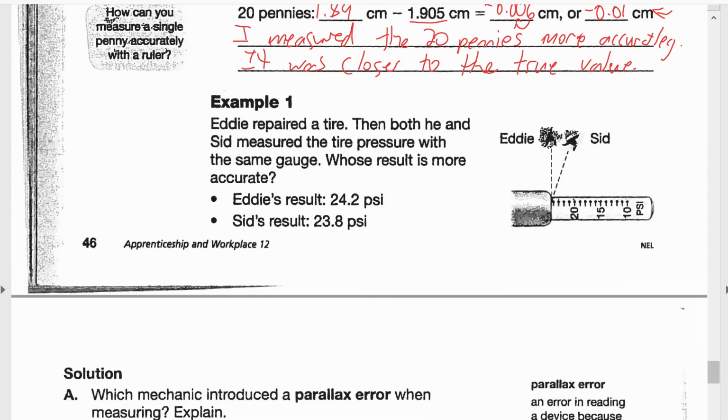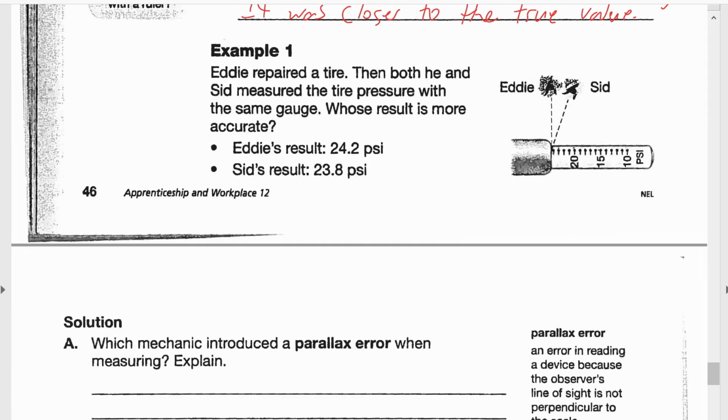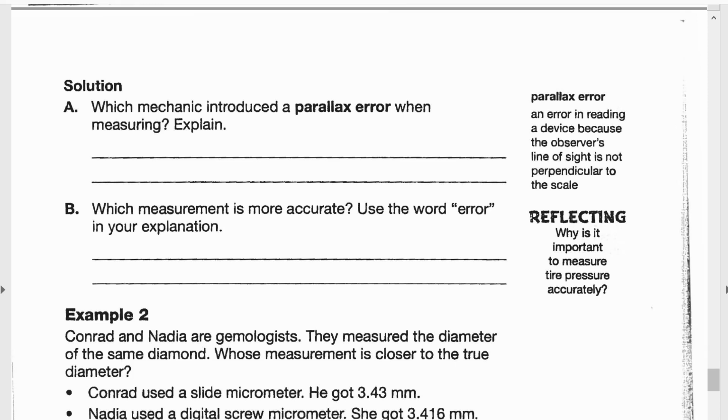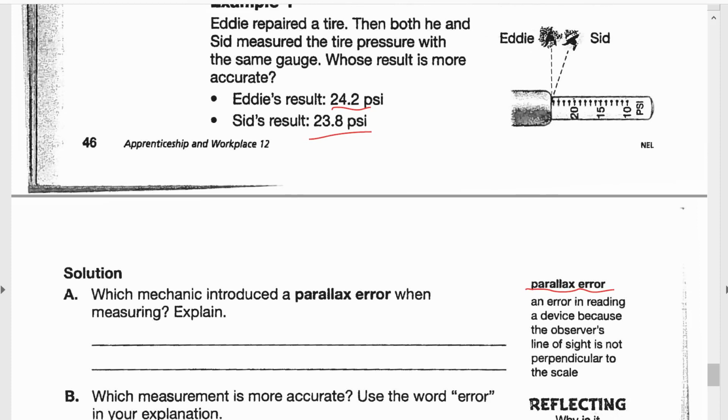Okay, we have example 1. Eddie repaired a tire. Then both he and Sid measured the tire pressure with the same gauge. Whose result is more accurate? We have Eddie, we have Sid. They both got 2 different values. What's the solution? Which mechanic introduced a parallax error when measuring, and explain. What is parallax error? Well, right here it says, an error in reading a device because the observer's line of sight is not perpendicular to the scale. So if we look, they looked at different angles. Only one of them looked straight on. If you look at the picture, looks like Eddie looked straight on, Sid looked at an angle.